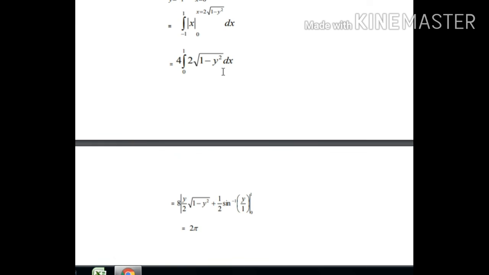And now you have to do single integration using formula root a square minus y square. So this is y by 2 root a square minus y square plus a square by 2 sine inverse y by a. So using formula and then put limits 0 to 1, so you get 2 pi.